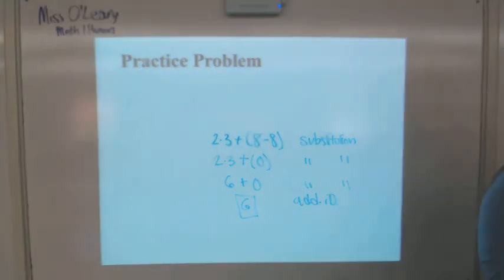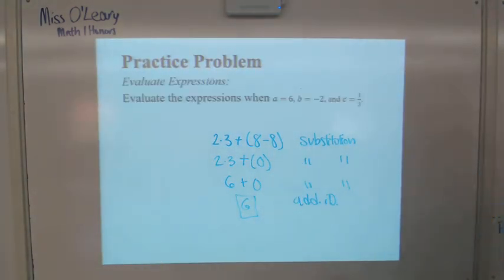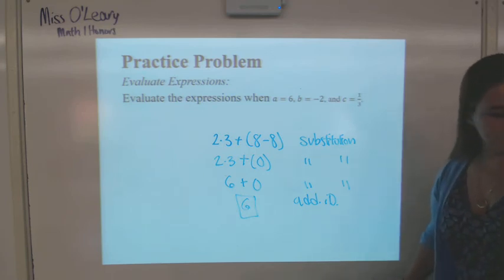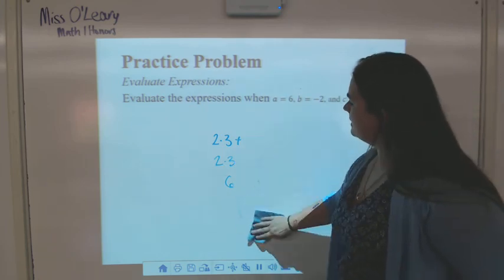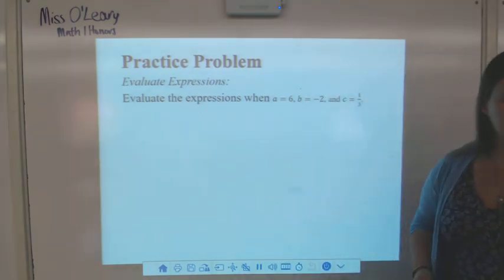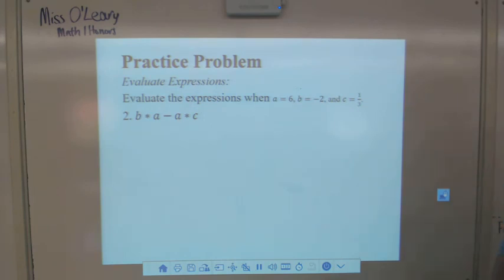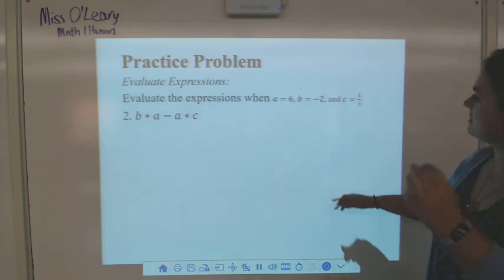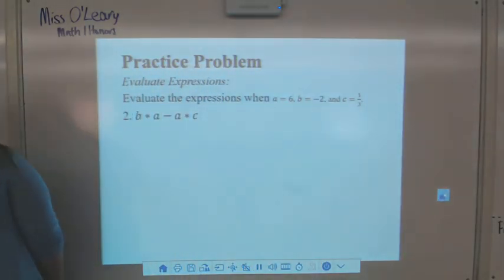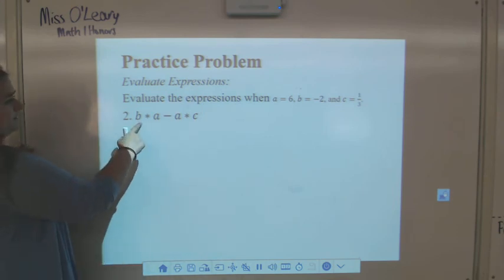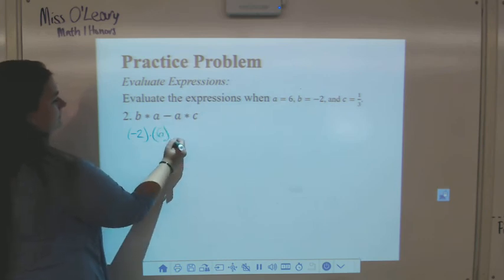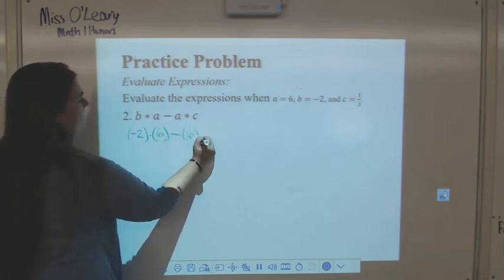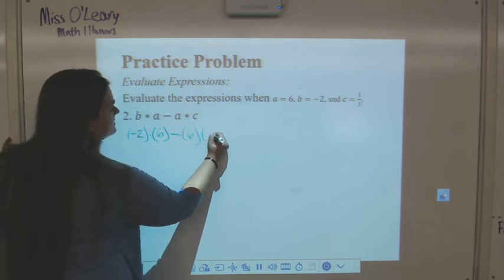Let's move on, and we will practice evaluating expressions when I have different variables. So if I take these expressions, when A is 6, B is -2, and C is 1/3, my first expression I want to look at is B times A minus A times C. So what I'm going to do is substitute in A is 6, B is -2, and C is 1/3. So B, I have -2 times A, which is 6, minus A, which is 6, times C, which is 1/3.